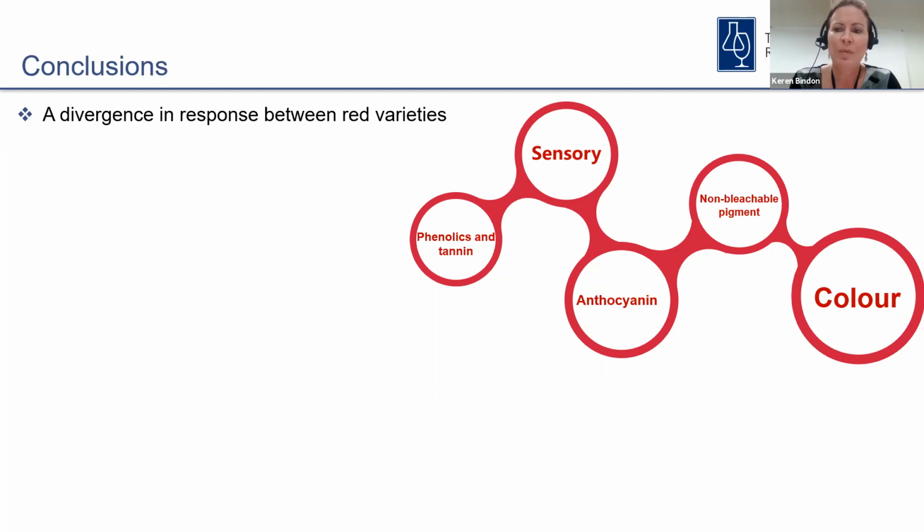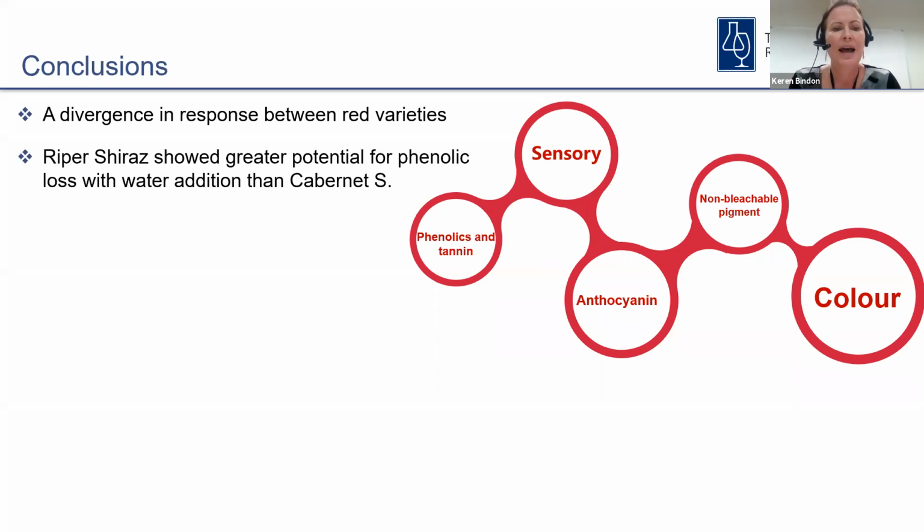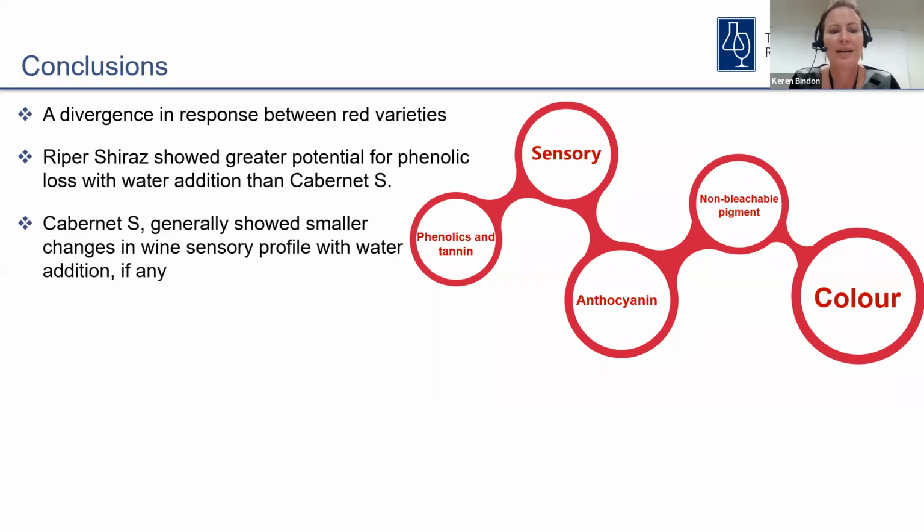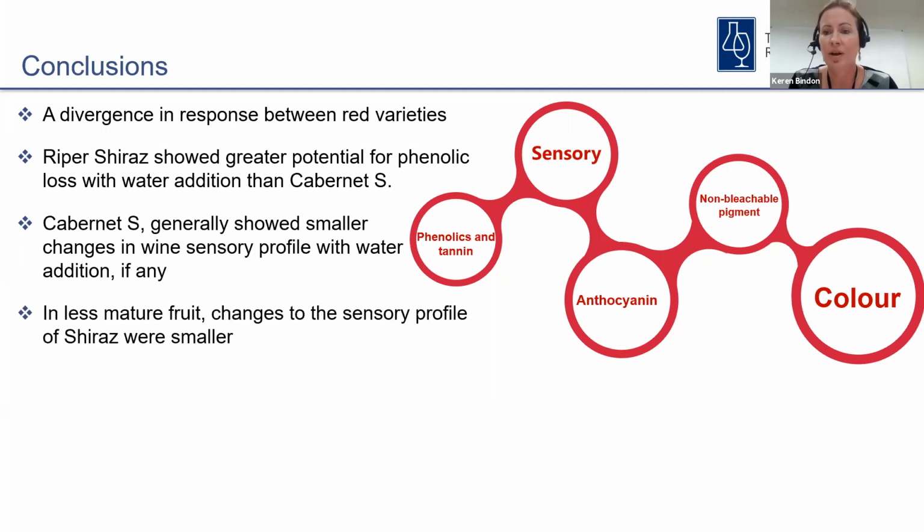But also noting here that we did not do any direct addition trials with Cabernet, and so that work still needs to be done. It was found here that we showed a greater potential for phenolic loss with the riper Shiraz than for Cabernet. And Cabernet, as I've mentioned, showed very small changes in wine sensory profile with water addition, if any, using only those substitution treatments.